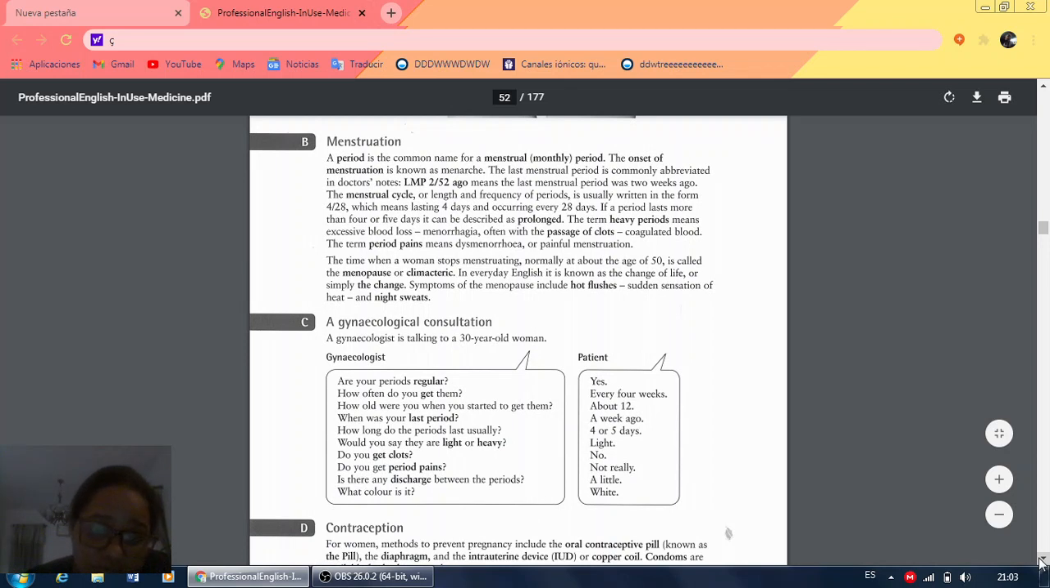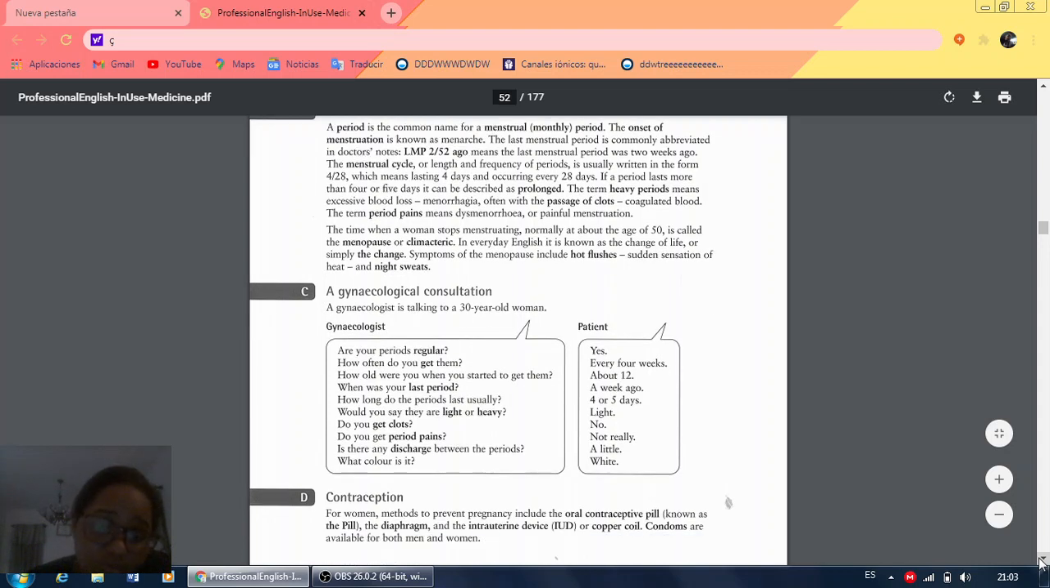Gynecology consult is a 30 years old woman. Gynecology consider your period regular after. Do you have a heavy day and where you stay to have? Where was your last period? How long is the period usually? Do you have clots? Do you have period pains? In the period, what color is it? Yes, every month about 4 and 5 days. Days. Links no, not really, a lightweight.